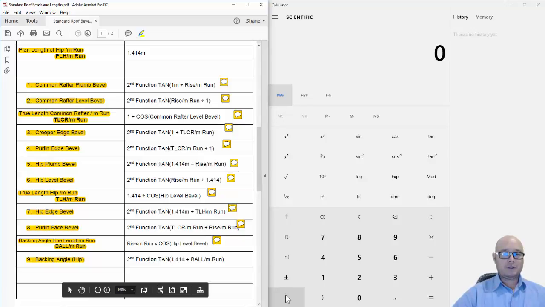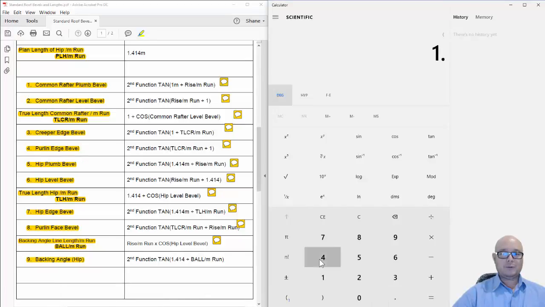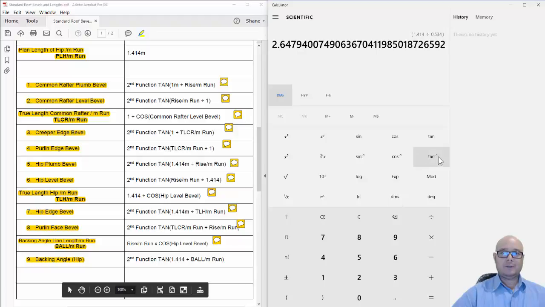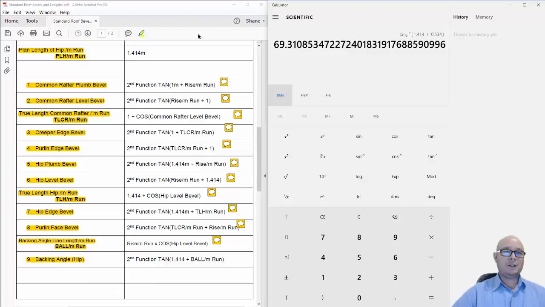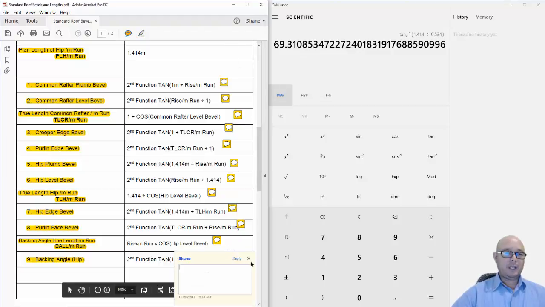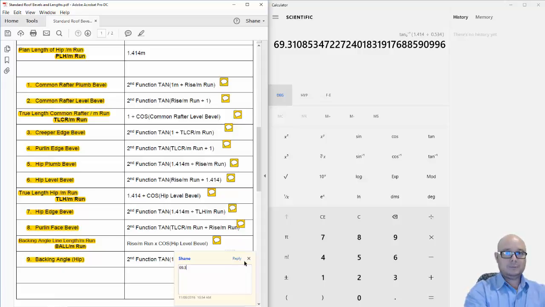Okay, so we'll do the brackets part first, because that's the way that this calculator works. So it is brackets 1.414, divided by the BALL per metre run, which is 0.534, as you can see there, and close bracket, and then I need to second function tan that, and the angle is 69.3 degrees. So again, I'll take a sticky note, and the backing angle for the hip is 69.3.